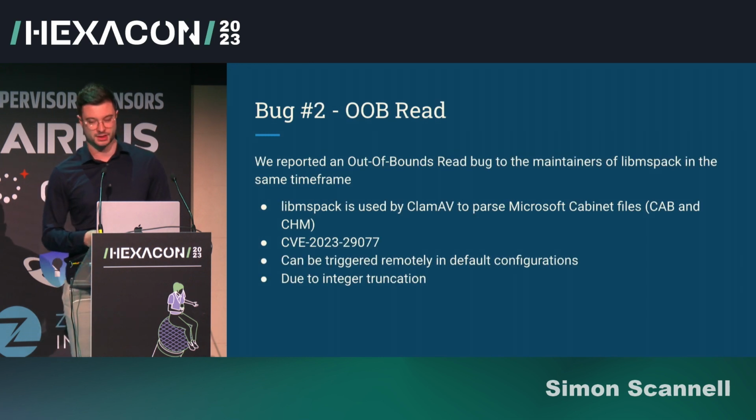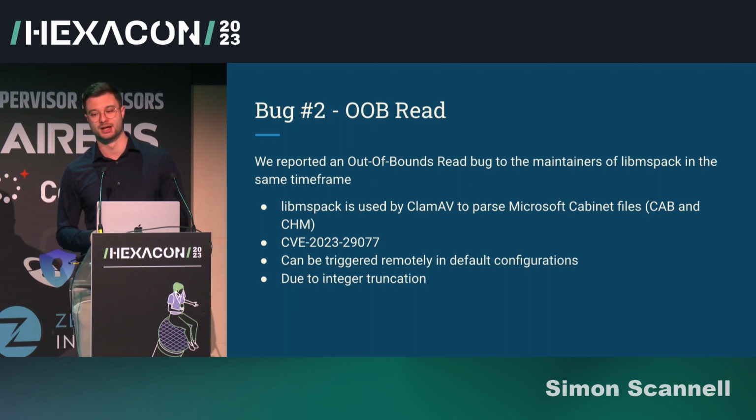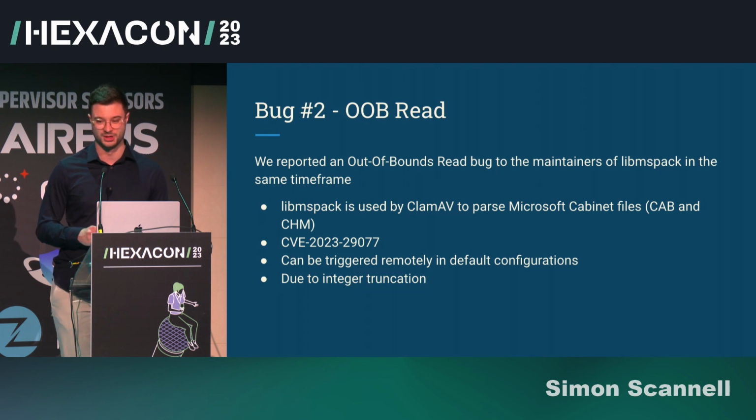Now the second bug that we found is way more interesting. And we're going to end up exploiting this one, even though I said earlier an out-of-bounds read is pretty hard to actually exploit. So we reported an out-of-bounds read bug to the maintainers of libmspack in the same time frame. And libmspack is used by ClamAV to parse Microsoft cabinet files. So these are CAB and CHM archives. And the CVE for this one is 2023-29077. And this can also be triggered remotely in default configurations. And this out-of-bounds read occurred due to integer truncation.